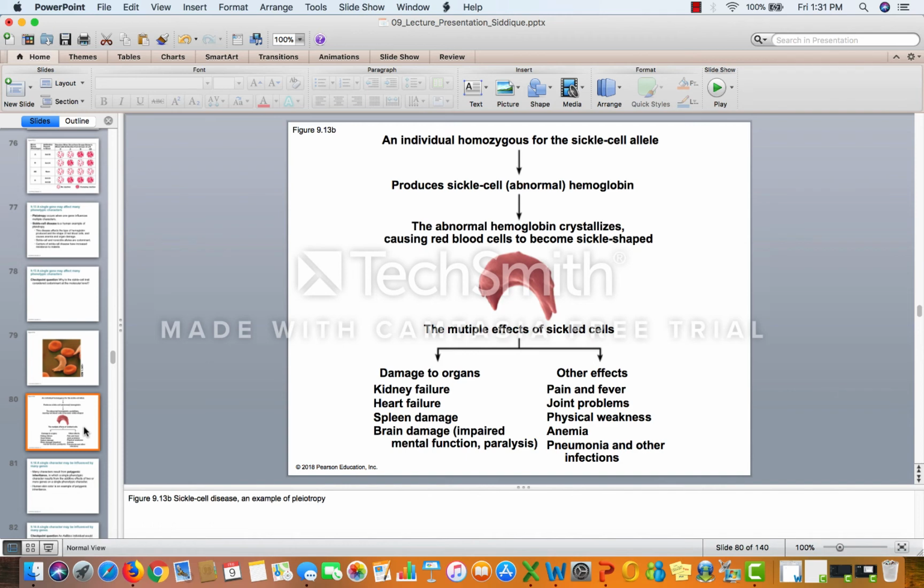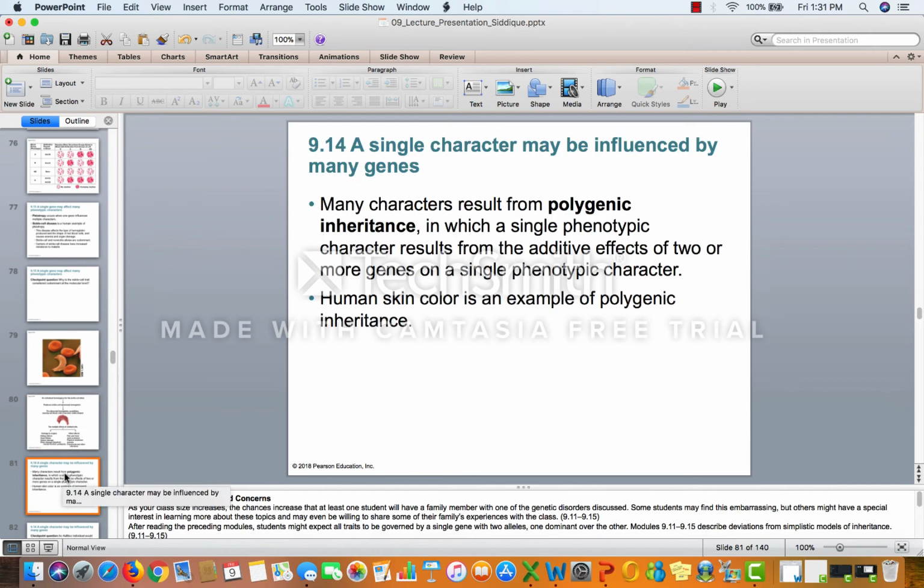The other thing is it could damage the organs. Obviously, if blood cells start to die off, they will essentially go to the spleen and die off there. So you could have spleen damage. You could have kidney failure because the kidney's responsibility is to filter that blood as much as possible. Heart failure, and unfortunately brain damage. So there are some long-term problems with sickle cell anemia as well.